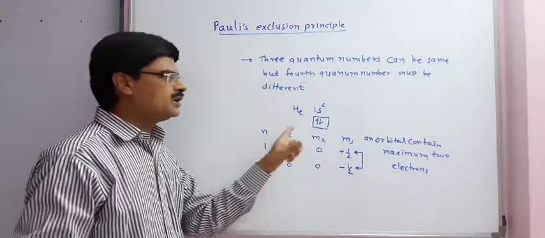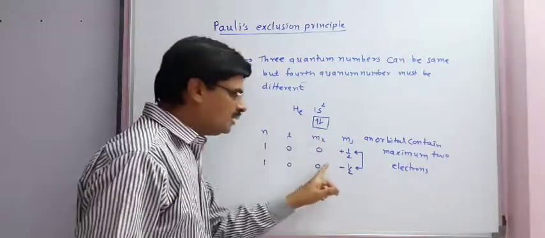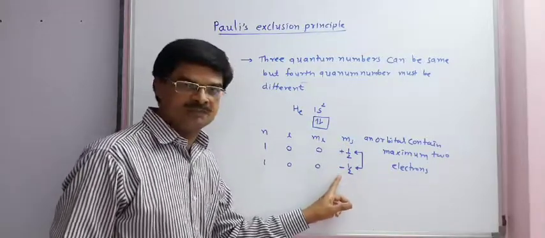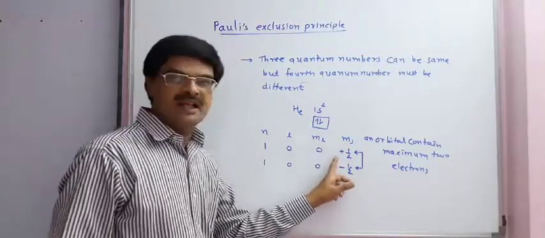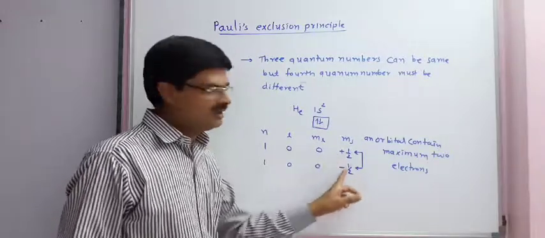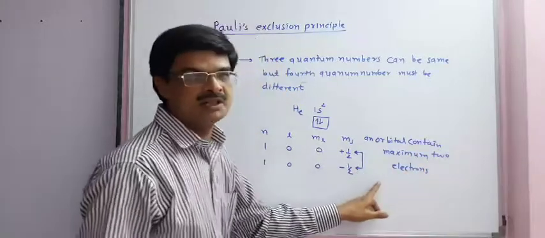Suppose a third electron enters into the 1s orbital, then already the ms values have been +½ and -½, so the third electron will have to get +½ or -½ value. That is not possible. So we can say that an orbital can contain maximum 2 electrons.